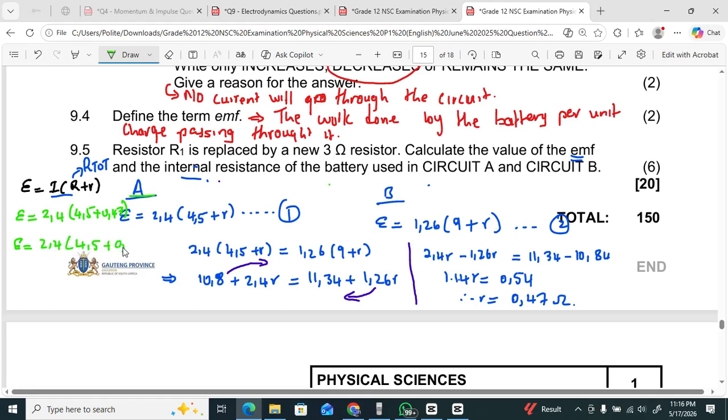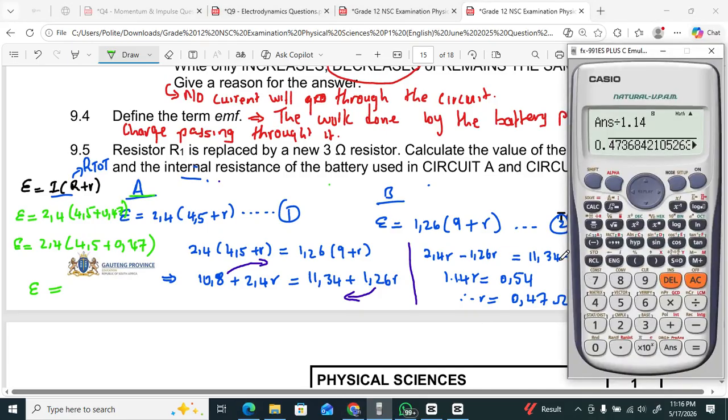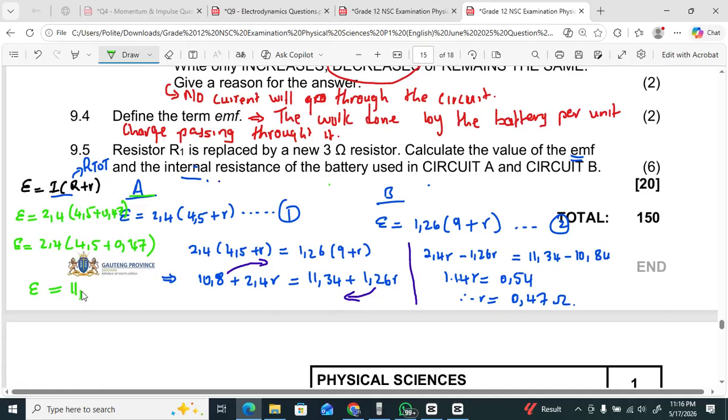So E is equal to 2.4 into 4.5 plus 0.47. Therefore, what is the EMF equal to? Let's go back to the calculator. 2.4 into 4.5 plus 0.47 gives 11.928. So the EMF is 11.928, and that's the answer.